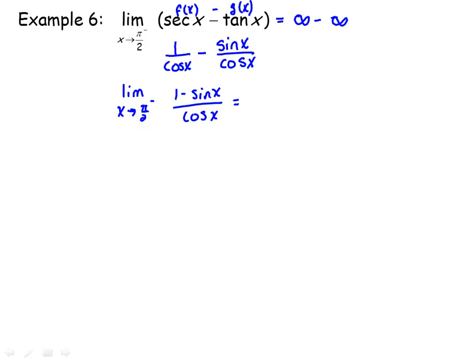What is sine of 90 degrees? And 1 minus 1 is what? 0. What is cosine of 90 degrees? And there you have it. Yes, I agree, indeterminate form. So which indeterminate form do I have? The quotient, which tells me to do what? L'Hopital. The derivative of the top, the derivative of the bottom.